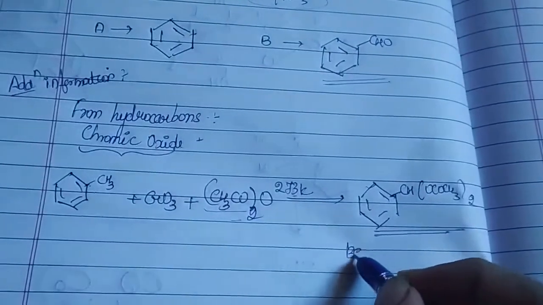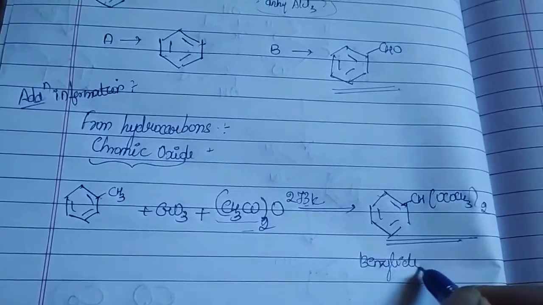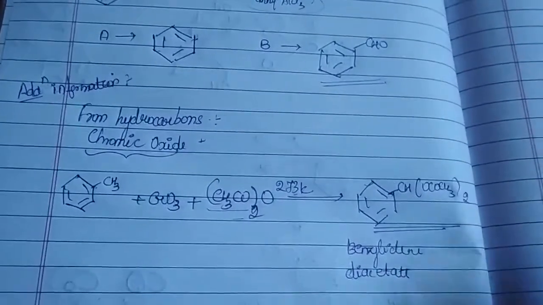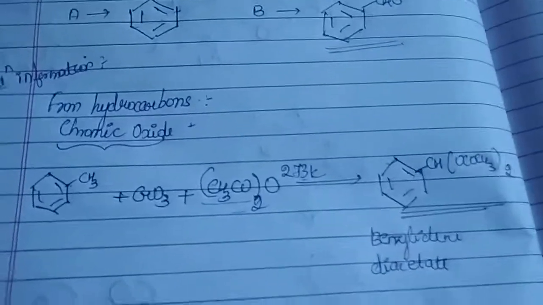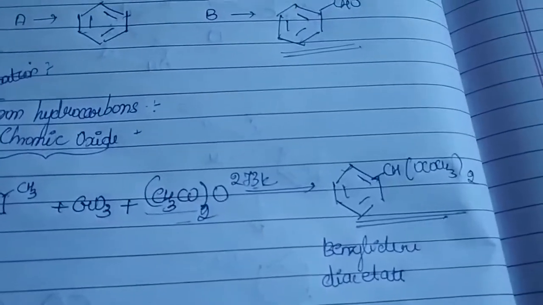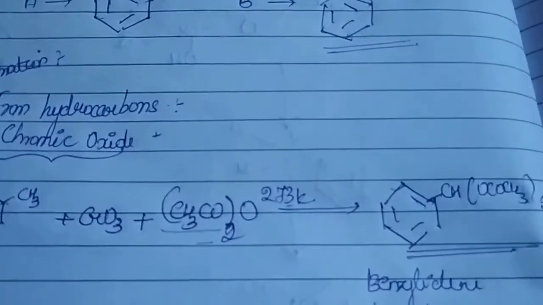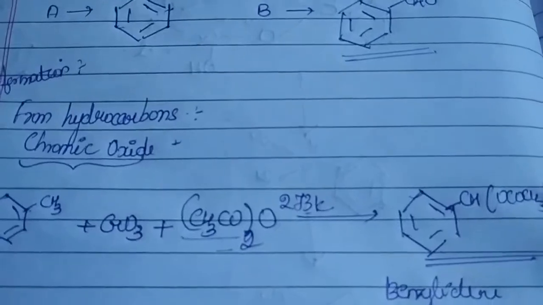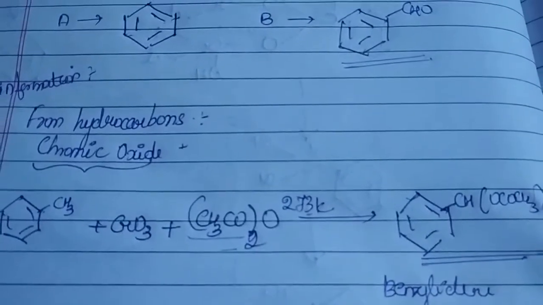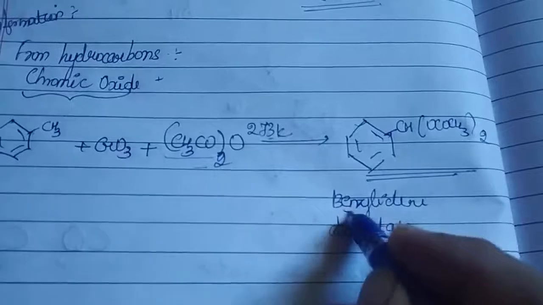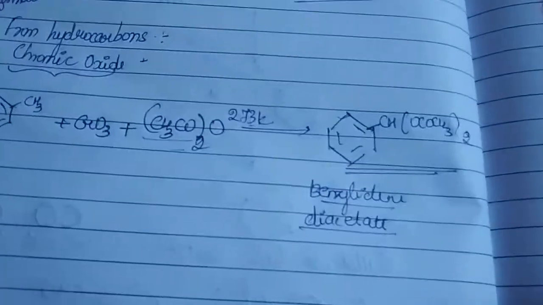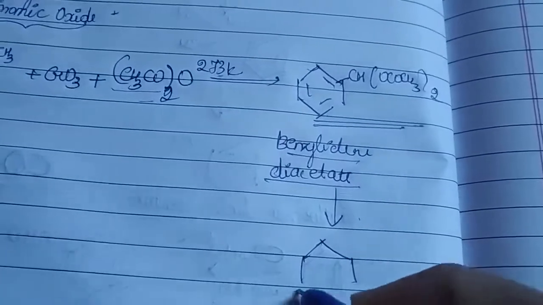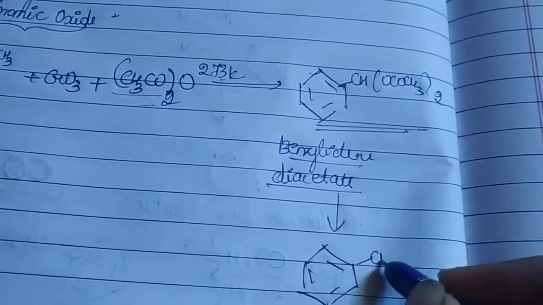So this is called what? Benzaldehyde diacetate. So there, when you are using chromyl chloride, what we have got is a complex of chromium. But when we are using chromic oxide in the presence of acetic anhydride, here we are not getting a chromium complex. Instead, we are getting a compound which is called what? Benzaldehyde diacetate, which upon acid hydrolysis, you will be getting our benzaldehyde.